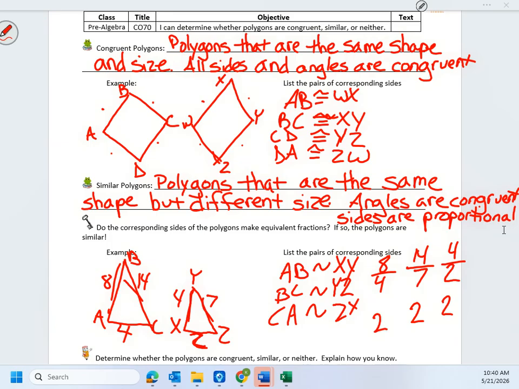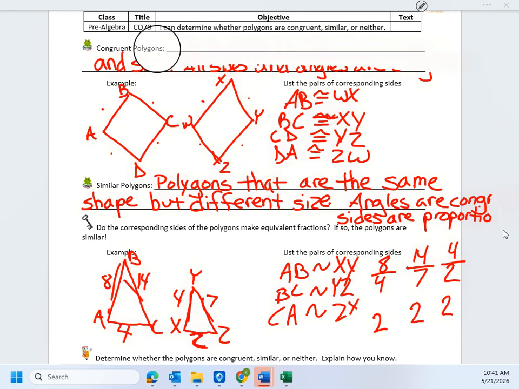If they're similar, you have to match up the sides and divide every set of sides. They have to be corresponding sides, right? AB corresponds with XY. Sometimes your polygon might be flipped or turned. You have to look to see what does it match up with. And when you divide down, you get the same number, same decimal. We're going to practice with that.